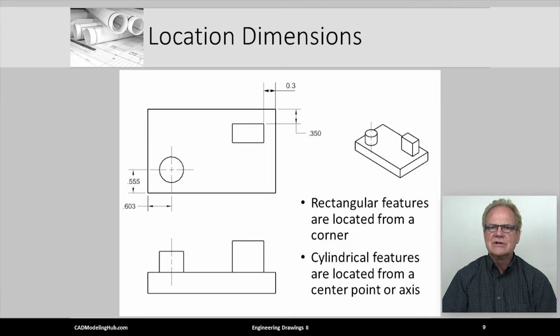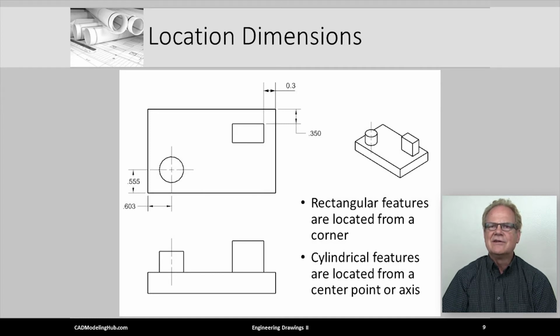This simple object has 2 bosses rising up from the rectangular base. The cylindrical boss is located off of a center point line. In the view, it is shown true size and shape. The rectangular boss is located off of its corner. In the view, it is shown true size and shape.